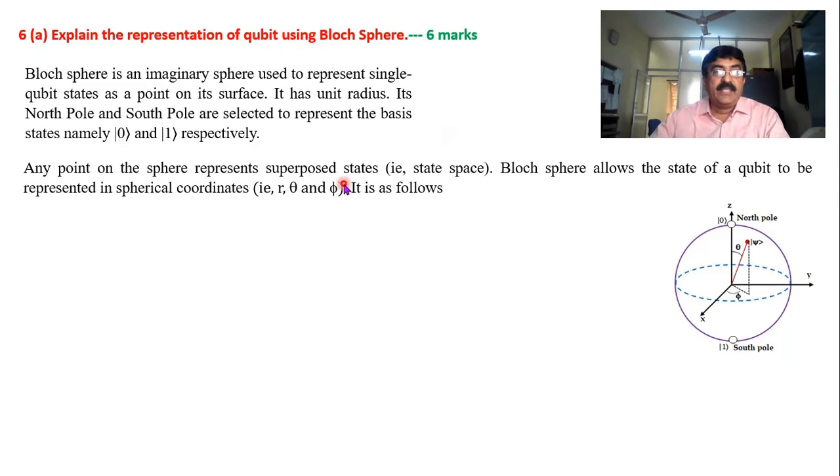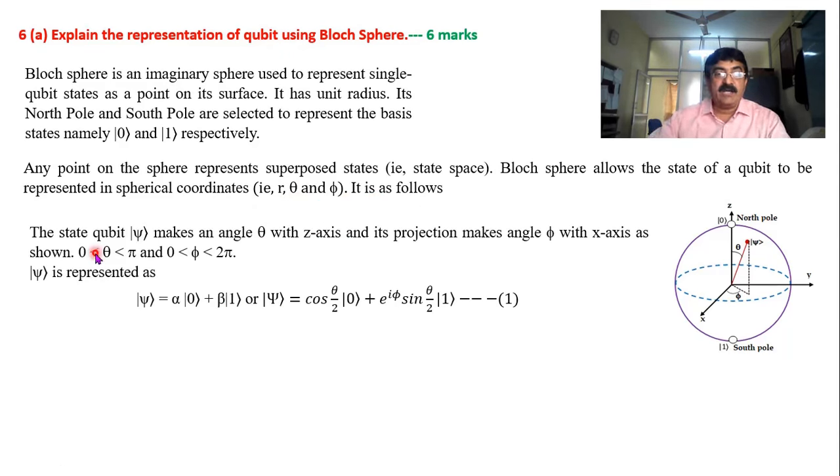Whatever I just explained is in words. Any point on the sphere represents superposed states. The Bloch sphere allows the state of a qubit to be represented in spherical coordinates r, theta and phi. It is as follows. Theta value lies between 0 and pi. Phi value lies between 0 and 2 pi. Theta can take only from here to here, which means 180 degrees. Phi can take a full circle, and one circle means 2 pi. That is why the limits are 0 to pi for theta and 0 to 2 pi for phi.